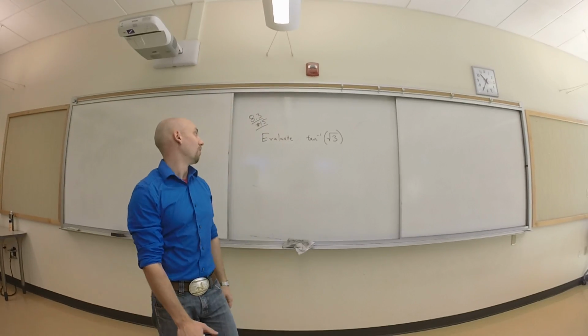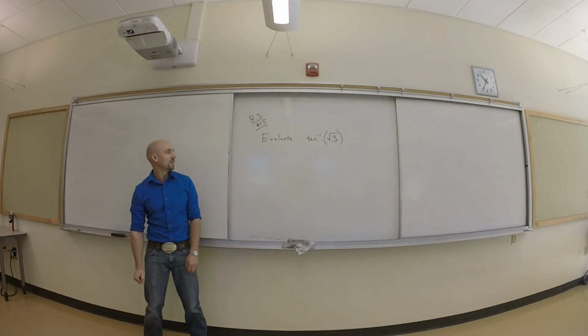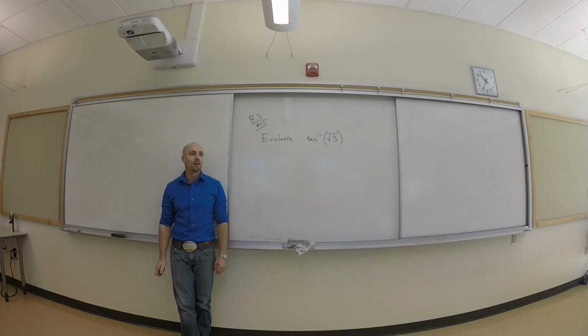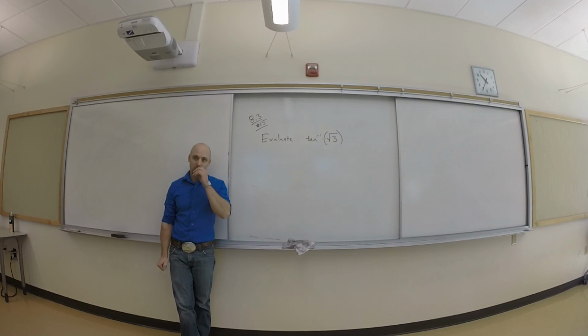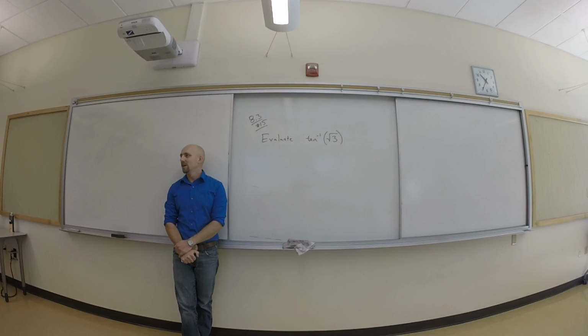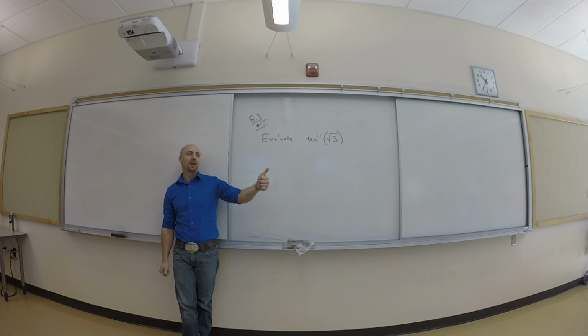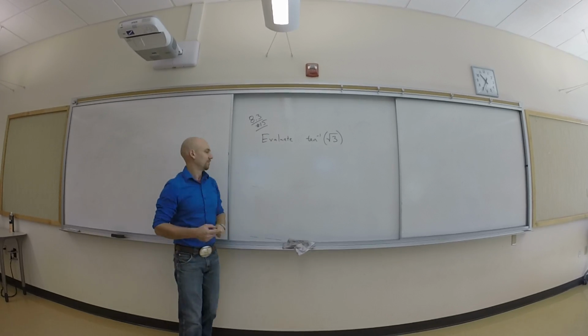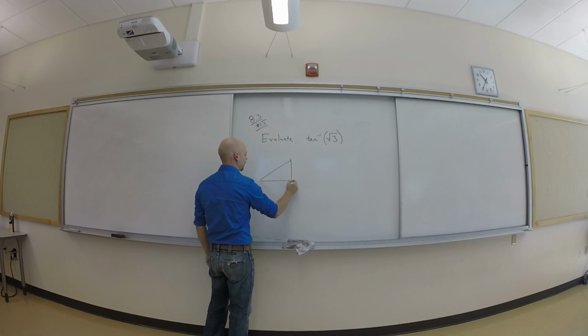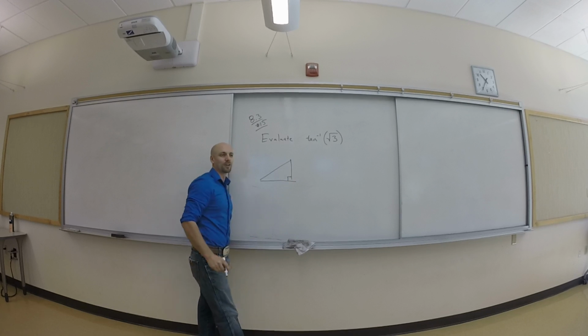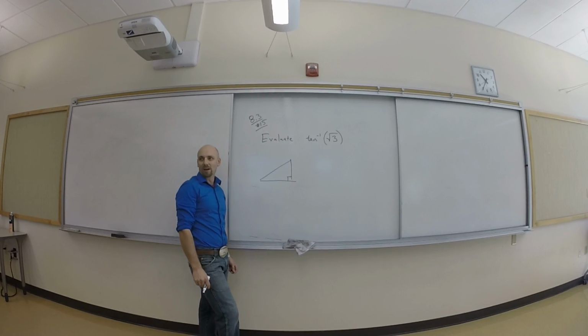All right, so I would like to evaluate the arctangent of square root of 3. How in the heck is that going to happen? Look at our right triangle. Okay, so I need to be looking in a right triangle. So draw yourself a right triangle. And then what?